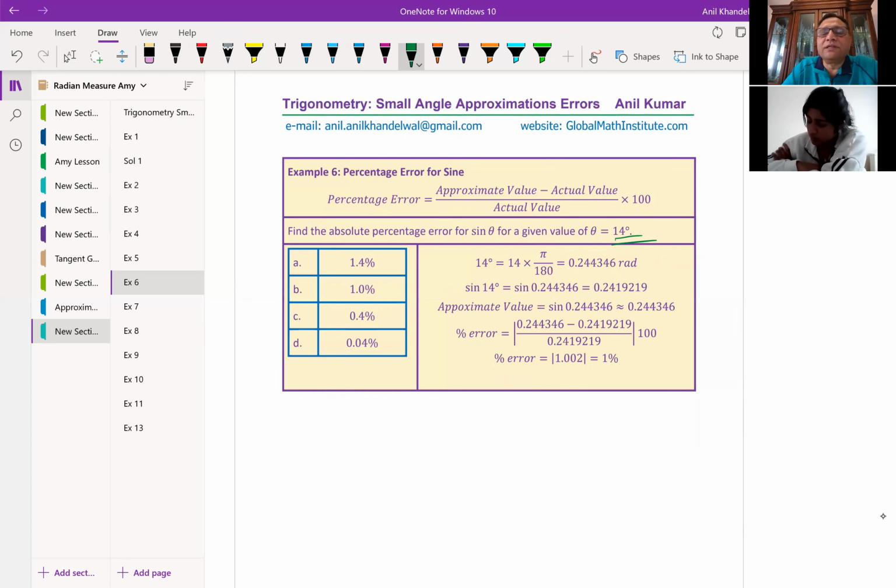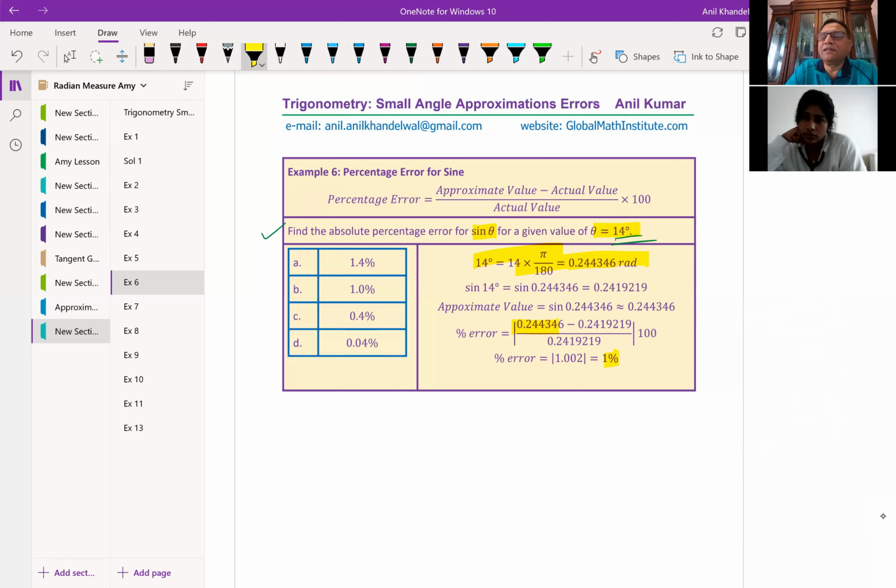Now, it is important to understand. Can you please read this question? Find the absolute percentage error for sine theta for a given value of theta, which equals 14 degrees. If the angle is given in degrees, first thing first, you have to convert that to radians and then calculate, right? Because theta is in radians. So once you do this radians calculation, that becomes your estimated value. Use a calculator to find the exact value and find the percentage. It gives you 1% error, right? 1.002.